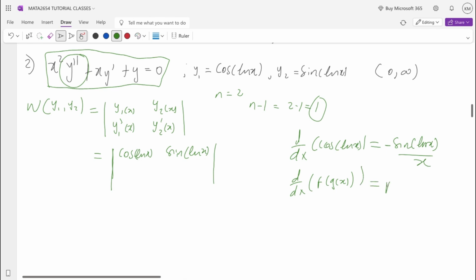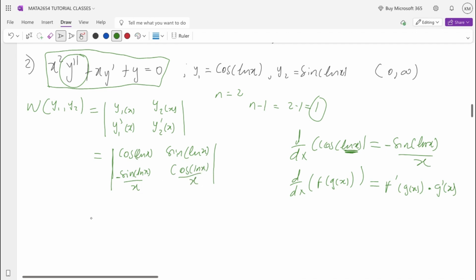Then that is the derivative of f. You derive f, you don't do anything to g, then you multiply that with the derivative of g. So in this case, our g of x is ln x. That is where the 1 over x is coming from, because the derivative of ln x is 1 over x. Then we are multiplying with it. Thank you so much, that is correct. Then we have minus sine ln of x divided by x. Then what about this one? It's just going to be cos ln of x over x.